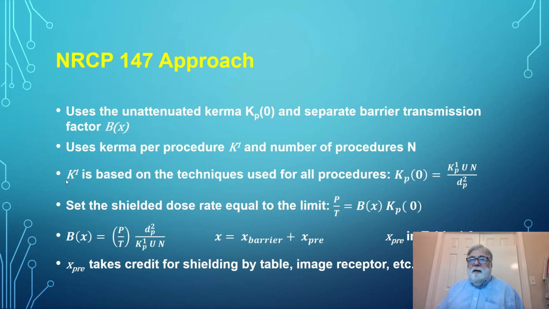So as I note here on the third bullet, this K1 is based on the technique used for all of the procedures. KP is the primary beam with 0 attenuation, KP of 1, per patient. K1 is the use factor. Again, how often do you point the X-ray tube at the barrier you're interested in? N is the number of patients, and D squared is how far from the primary, from the radiation source.